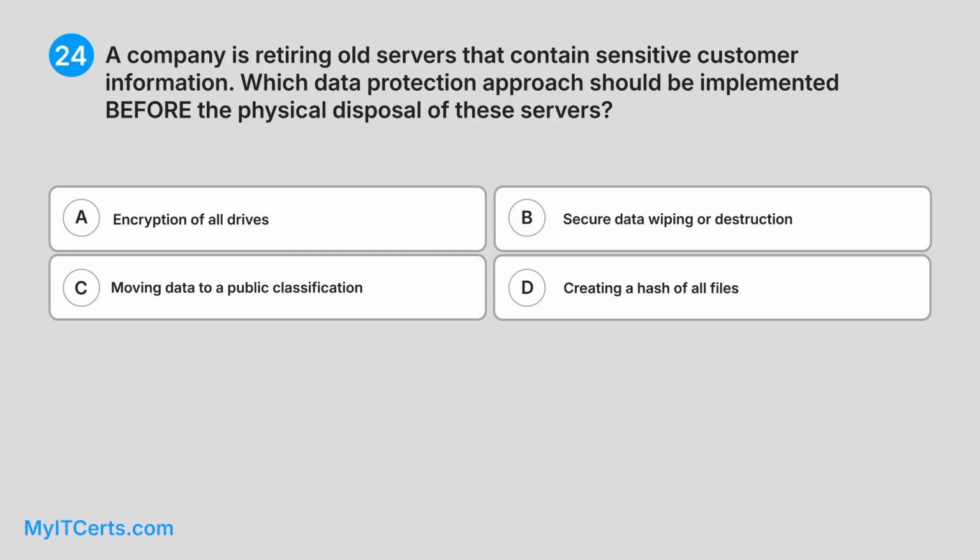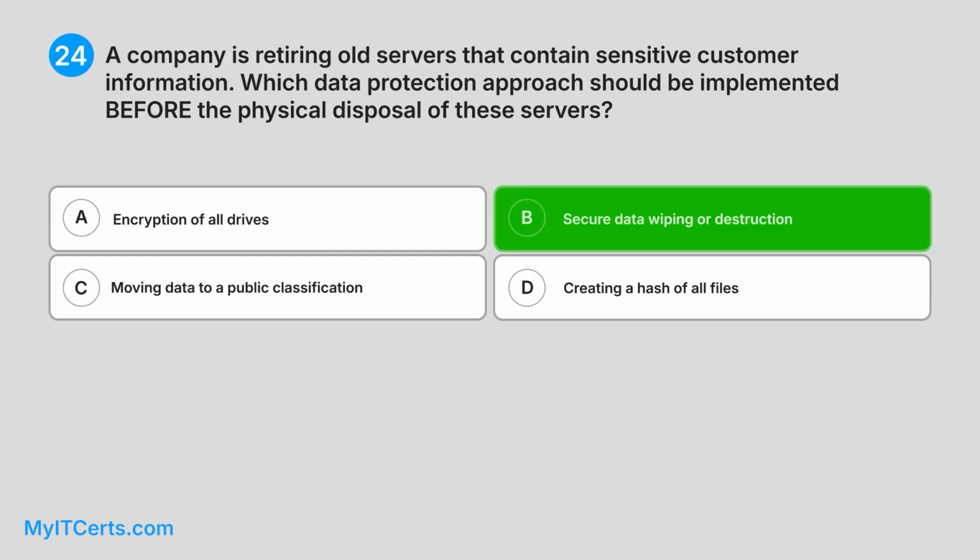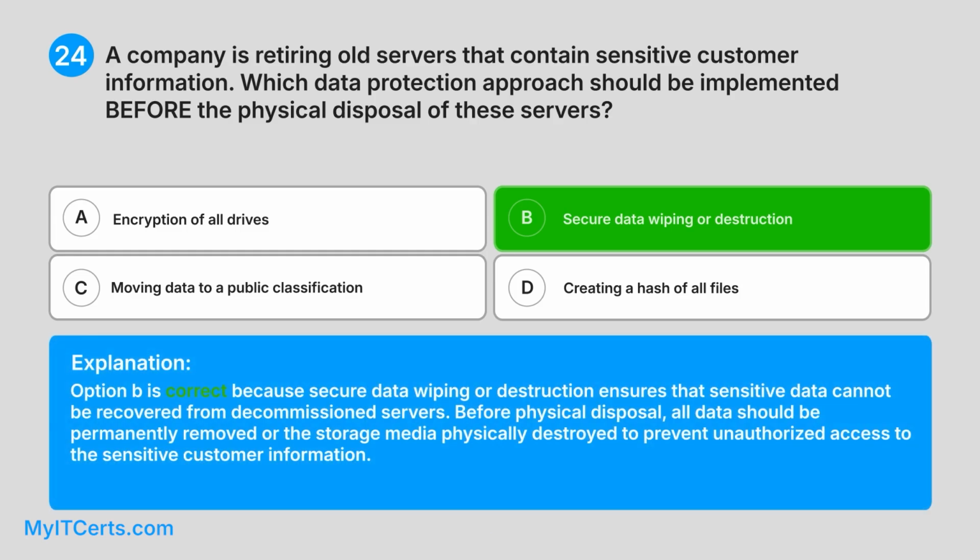Correct answer. B. Secure data wiping or destruction. Explanation. Option B is correct because secure data wiping or destruction ensures that sensitive data cannot be recovered from decommissioned servers. Before physical disposal, all data should be permanently removed, or the storage media physically destroyed to prevent unauthorized access to the sensitive customer information.